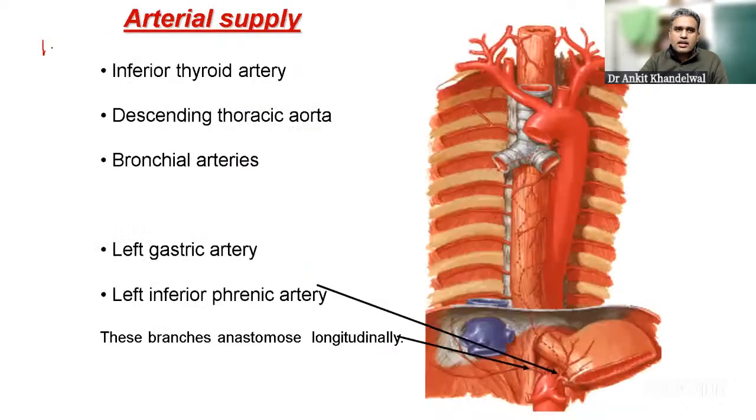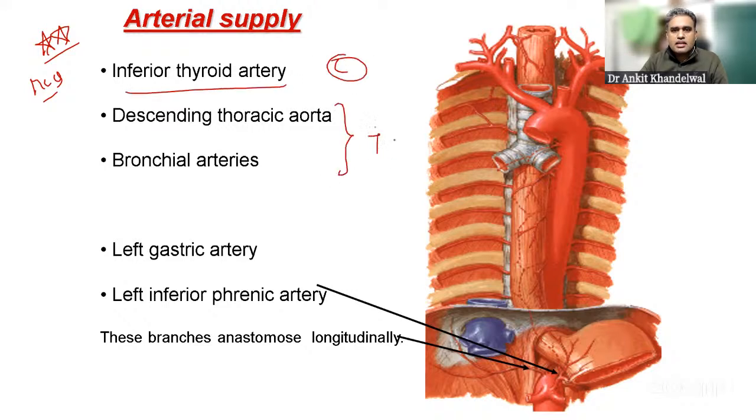This is very important. Arterial supply comes as a separate question, both as MCQ in your PG exams also. Why? Because as I told you, esophageal cancers are very common. So the cervical part is supplied by the inferior thyroid artery, the thoracic part is supplied by this, and the abdominal part of the esophagus is supplied by this. Remember there were 3 parts of esophagus, 3 separate arteries.